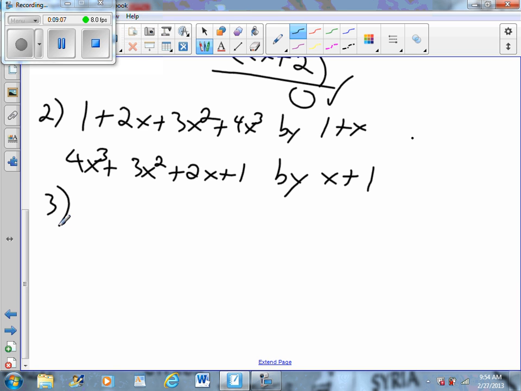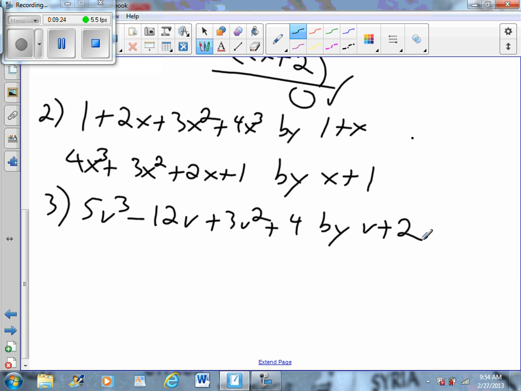But number 3, this is what the problem reads: 5b to the third plus 3b squared plus 4, divided by b plus 2, right? Now, what's the problem here? If you were to write down the dividend in the order that it's given to you, you're going to find problems in your division process.